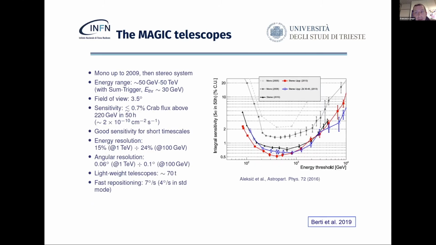So the gamma ray burst was always one of the key science topics for MAGIC. They were built as lightweight, they are 70 tons, and they can have a fast repositioning mode, up to 7 degrees per second. So if a gamma ray burst happens, they can move and steer rapidly to the location of the GRB to search for very high energy emission. And this started since the beginning, when MAGIC was still in mono phase, with one single telescope.